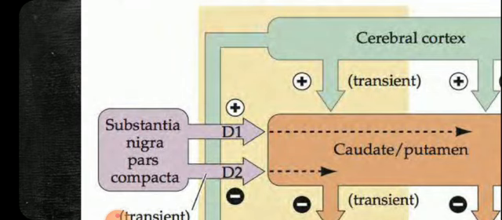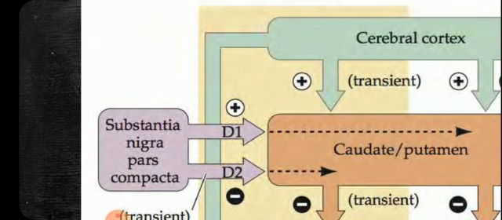The one which is ending on the direct pathway releases dopamine, and this dopamine is going to bind to the D1 receptor, which is present on the direct pathway. The second one is the fiber coming from the substantia nigra pars compacta, which is ending on the indirect pathway, releases dopamine there, and this dopamine would bind to D2 receptors on the indirect pathway.